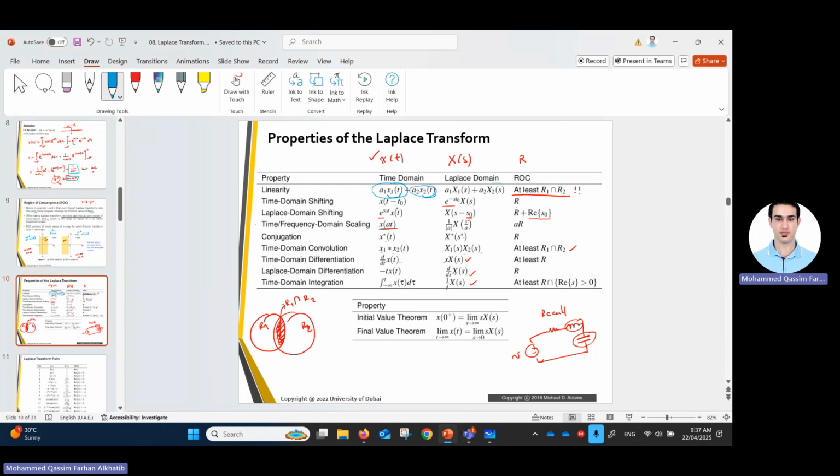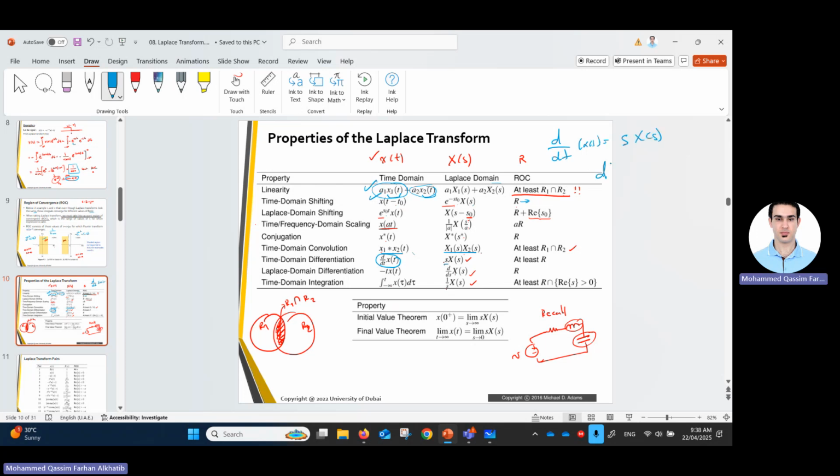Time domain shifting, pretty much like in the Fourier domain. When we do a shift in the time domain, we scale by an exponent. So here we have e to the power minus s t naught times X of s, and the region of convergence is all real numbers. The Laplace domain shifting here is the opposite. Mainly we will be dealing with those two actually. Then conjugation, and convolution becomes multiplication. Another important thing here, we'll use it also to solve differential equations: a derivative will lead to multiplication by s. So d over dt of x of t will lead to s X of s.